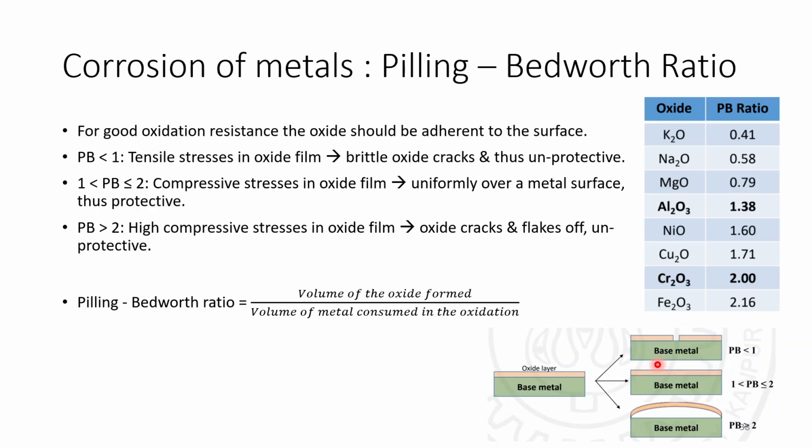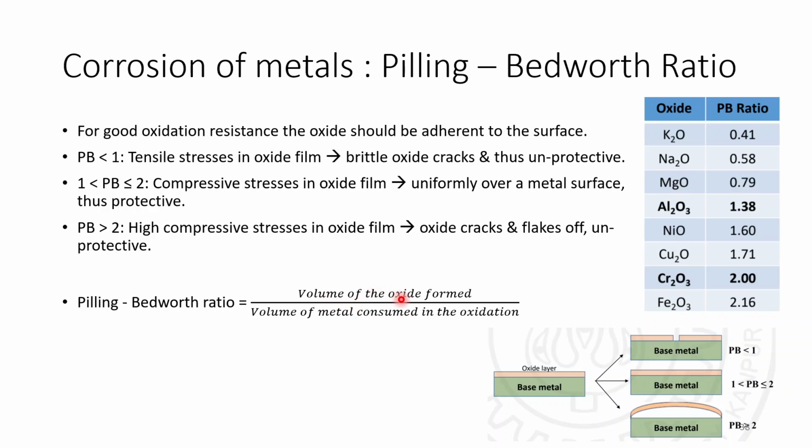Next is corrosion of metals, the Pilling-Bedworth ratio. This is for good oxidation resistance. The oxide should be adherent to the surface, and if this Pilling-Bedworth ratio is less than 1, then the tensile stresses in the oxide film will make a brittle oxide which will crack, and thus it will be an unprotective layer. The ratio is the volume of the oxide formed divided by the volume of metal consumed in the oxidation.